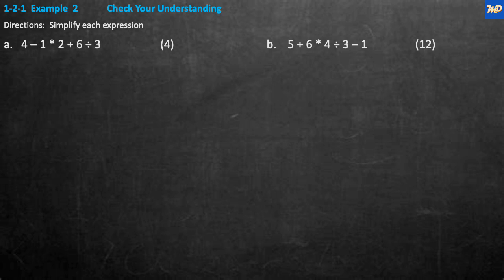Okay, for example 2, now we have a couple of check your understanding problems. So we start off like we did before. I'll write them down so we can draw on them. Okay? So we have a 4 minus 1 times 2 plus 6 divided by 3. Okay, so what do we do first and second? First of all, we look for parentheses. If there were parentheses in here, we'd have to do that first. However, we're going to do multiplication and or division first.